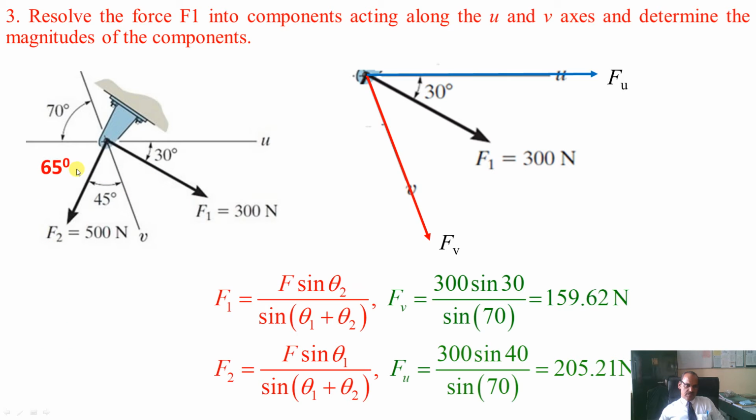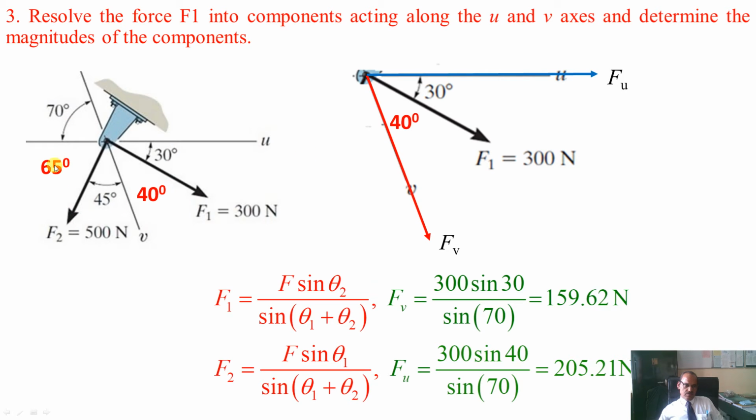What will be this angle? This angle will be 40. So if you know this is 40, 30 plus 40 plus 45, you can calculate the remaining angle, that will be equal to 65. First we'll have to calculate the angles. So we got this angle is 40, this angle is 30.